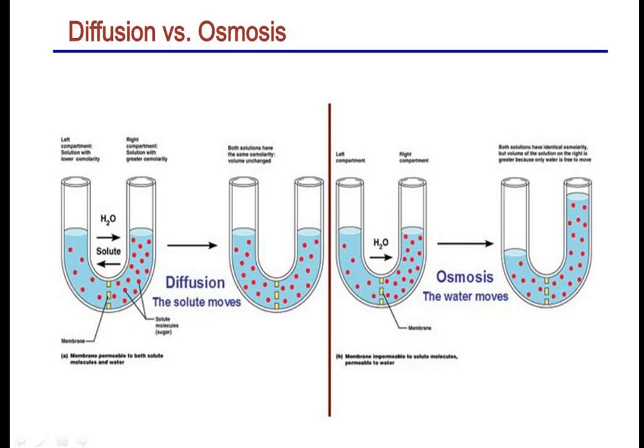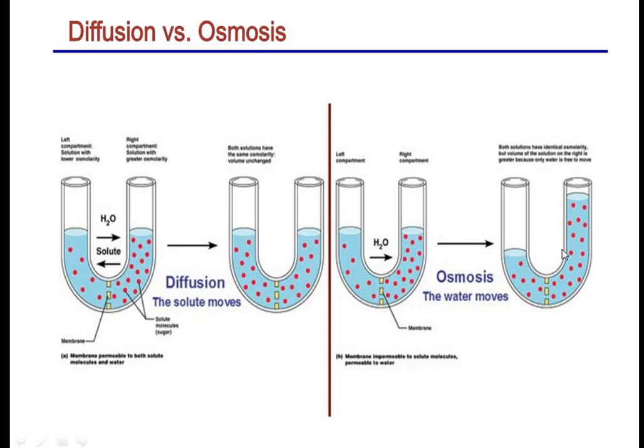Let us take an example. If we have a U-tube glass and we have equal level of water on both the sides, and then if we add the solute, more solute particles on this side, the water will follow the solute particles and the level of water in this limb will start falling and the level of water in this limb will rise.